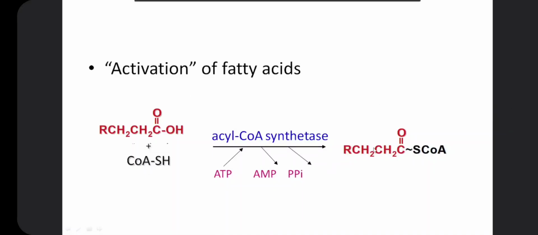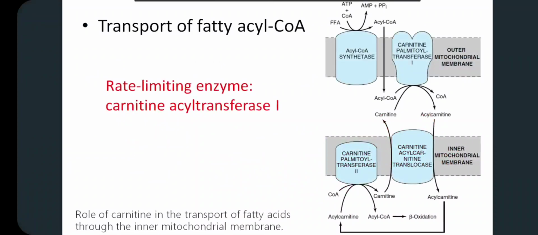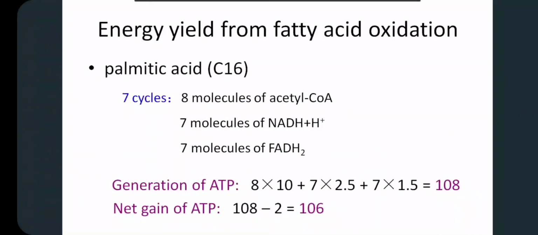I don't know if you remember, the activation of fatty acid consumed 2 molecules of ATP, right? Because here you should notice that the ATP should provide two phosphate groups. So that means that we need 2 molecules of ATP. Okay, so that's all for the fatty acid oxidation. Okay, and let's summarize.